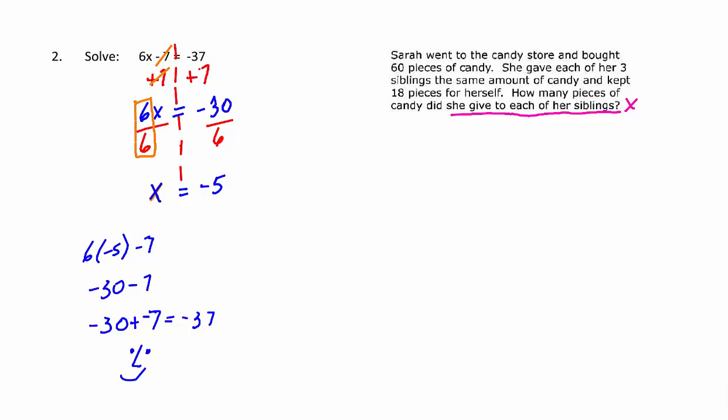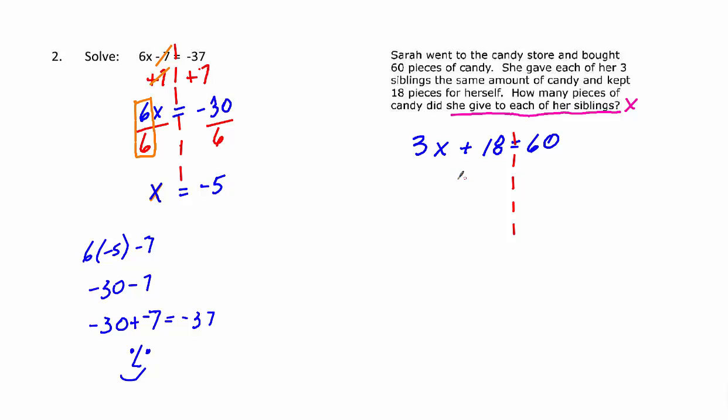All right, so now we're ready to write an equation to show that. So our equation is she gave each of the siblings, the 3 siblings, some amount of candy. She kept 18 for herself, and that was out of having 60 altogether. Put in that red dotted line.